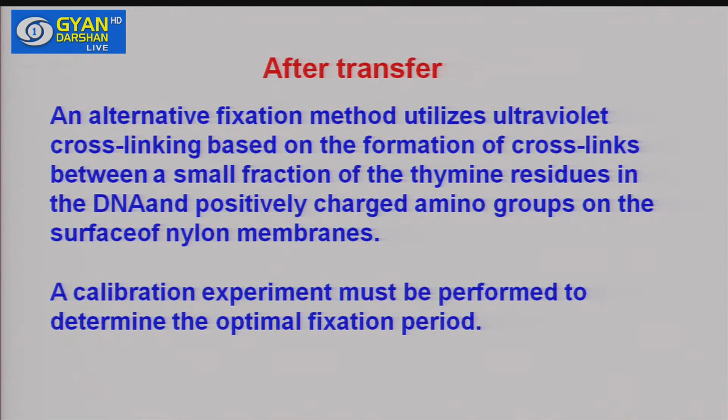The alternative fixation, which we more commonly use in the laboratories, utilizes ultraviolet cross-linking, based on the formation of cross-links between a small fraction of the thymine residues in the DNA and the positively charged amino groups on the surface of nylon membranes. So we normally go for the UV cross-linking method, which means that the DNA which you have transferred to the blot or the membrane is permanently fixed to the membrane. It will not wash off. It is permanently fixed to the membrane.